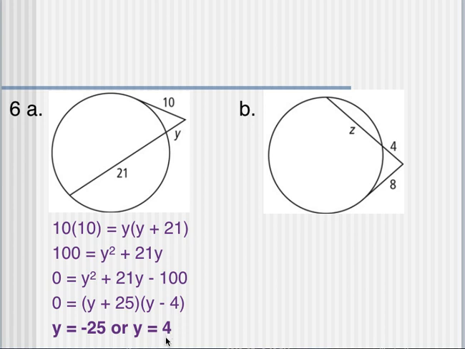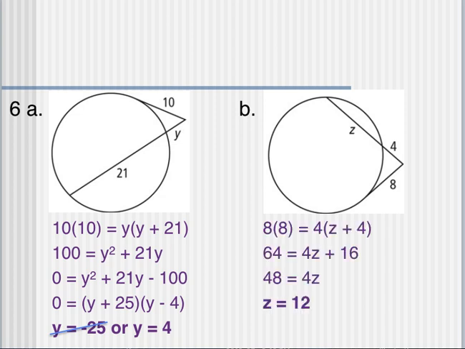But because our problem started as a diagram, we have to look at the diagram and see if those answers actually make sense. Oh, negative 25 units long. Nope, negative doesn't make sense where y is here. So cross out y equals negative 25 out of our two answers. The only one that makes sense on the diagram is y equals 4. Go ahead and check your answer on part B as well.